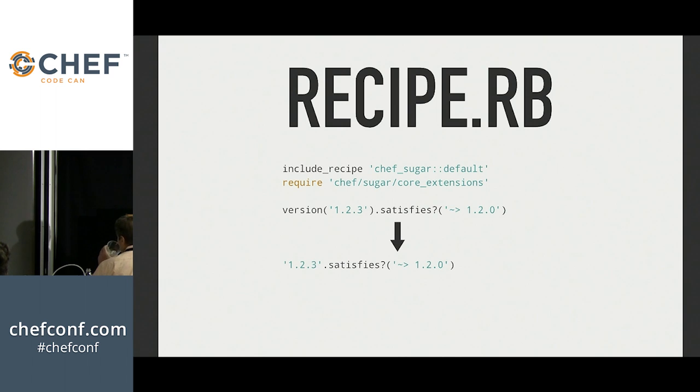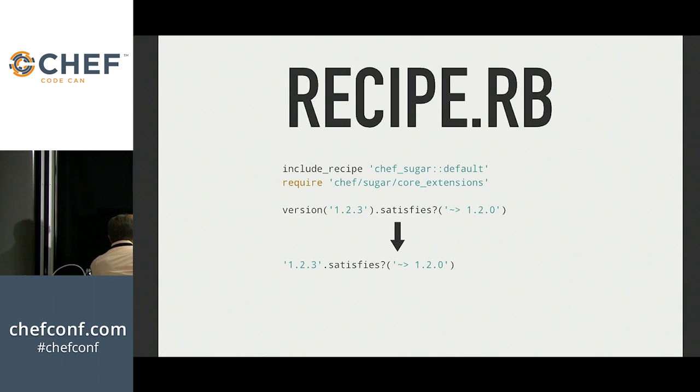You have to wrap the string with the version, and then you can call .satisfies on it. This method returns an object that you can call satisfies on. The core extension mixes this part into the string class, like Ruby's core string class, so you can actually just call .satisfies right on the string. What I don't have an example for is it also mixes into an array.